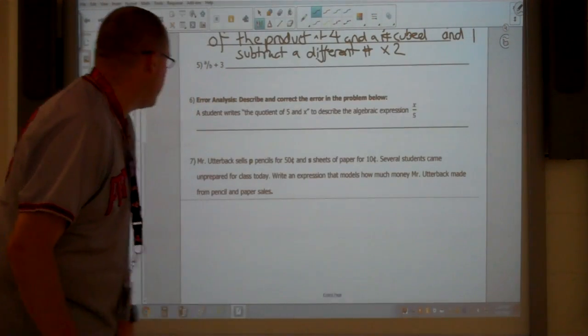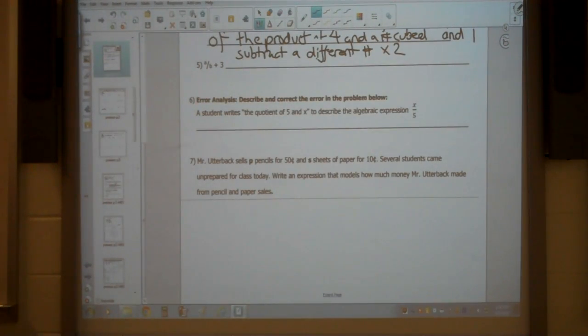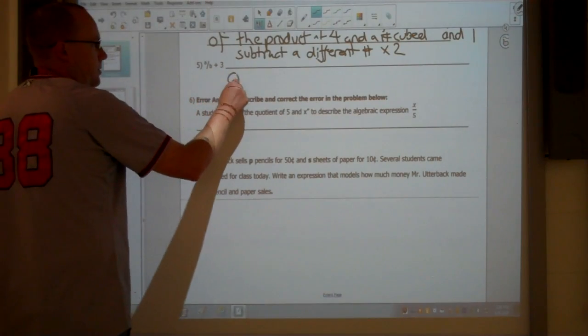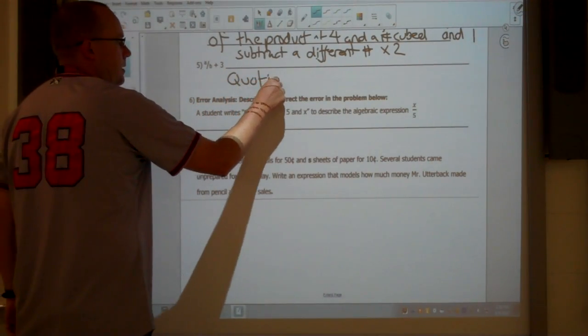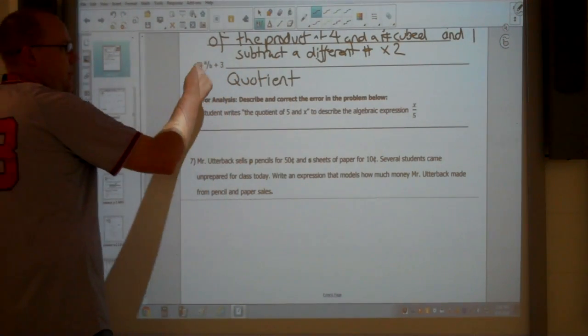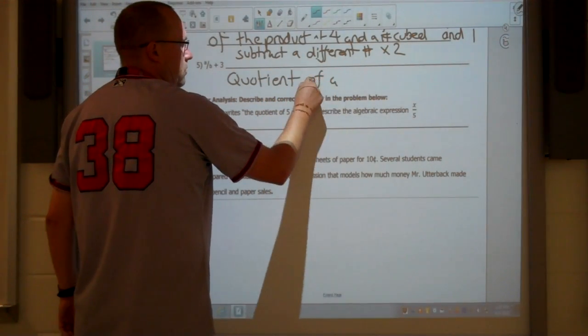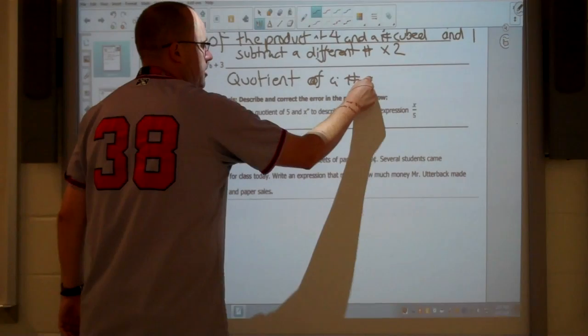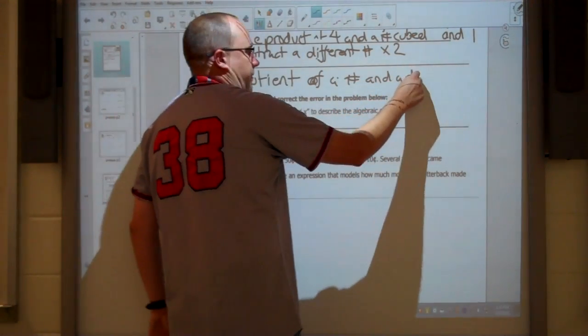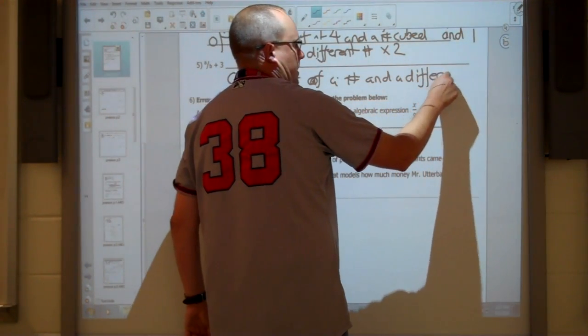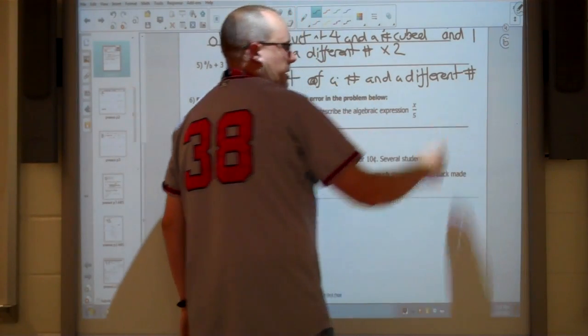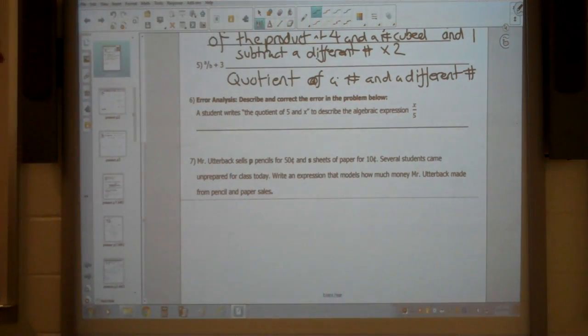Question 5. And then the line means divide, so I'm going to put quotient for this one. So I know that's the key word for divide. They're two different letters, so I'm going to put the quotient of a number and a different number. Also, I'm using the symbol for number. You should really write out number as well.